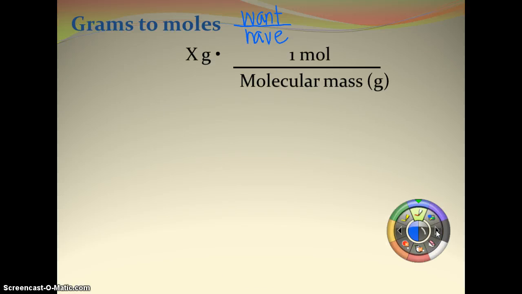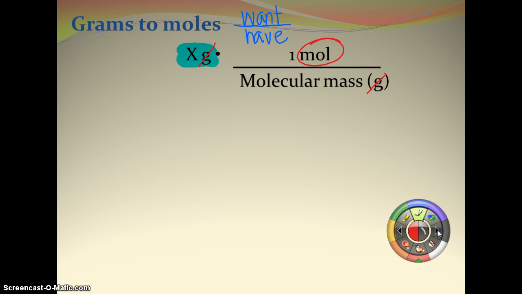So to go from grams to moles, remember, want over have. So if we have grams and we want moles, we're going to put moles in our numerator. 1 mole is going to equal the molecular mass of a compound. So you're going to start with whatever you've been given here in the problem. You're going to multiply it by 1 mole over the molecular mass of the compound. That is going to allow your gram units to cancel out so that you're left with a mole, which is what you're trying to find.